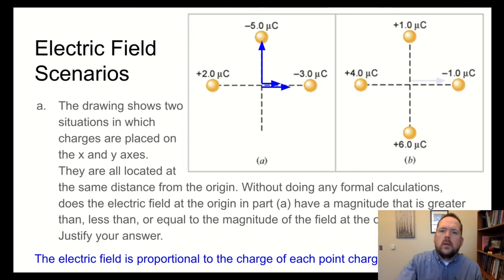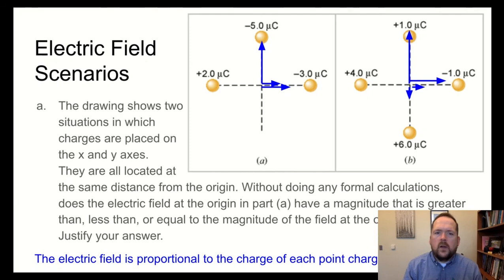And what if I do this same kind of analysis over on scenario B? Well, from the 4 microcoulomb charge, I would have an electric field that is proportional to 4 that points to the right. I would have another contribution that's proportional to 1 that points down away from the +1 microcoulomb charge. I have a third that is to the right that points toward the -1 microcoulomb charge. And a fourth contribution here that points up that is proportional to a 6 microcoulomb charge.